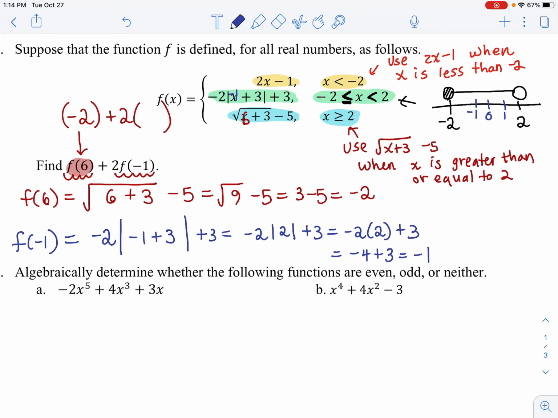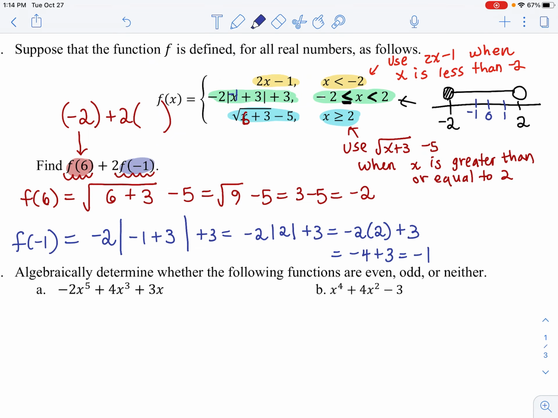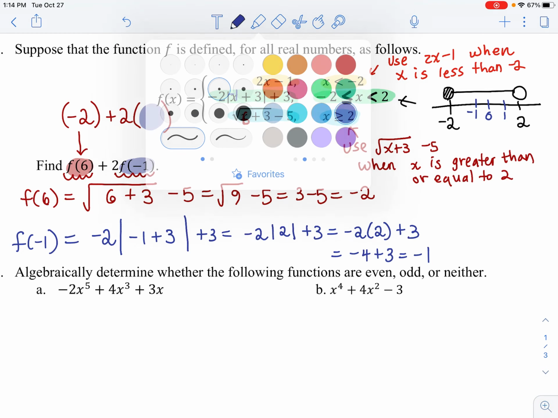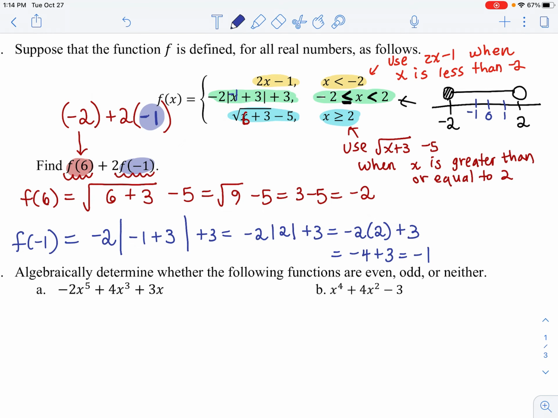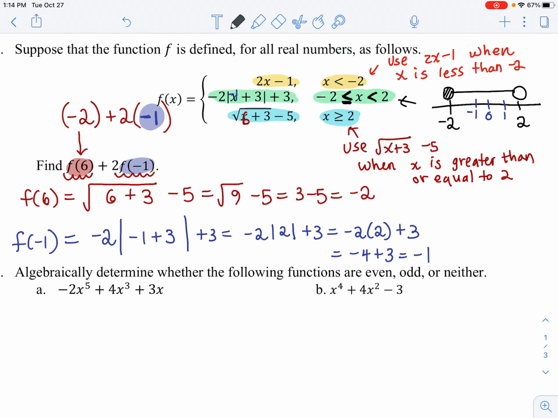Okay, so f of negative 1 is what I just found, and that is what I'm going to plug in right here. So we're ready to find the final answer. The final answer is whatever this is. So let me go ahead and write this down here. I'll keep negative 2, but if I multiply positive 2 times negative 1, I will get minus 2. Therefore, the final answer is going to be negative 4.